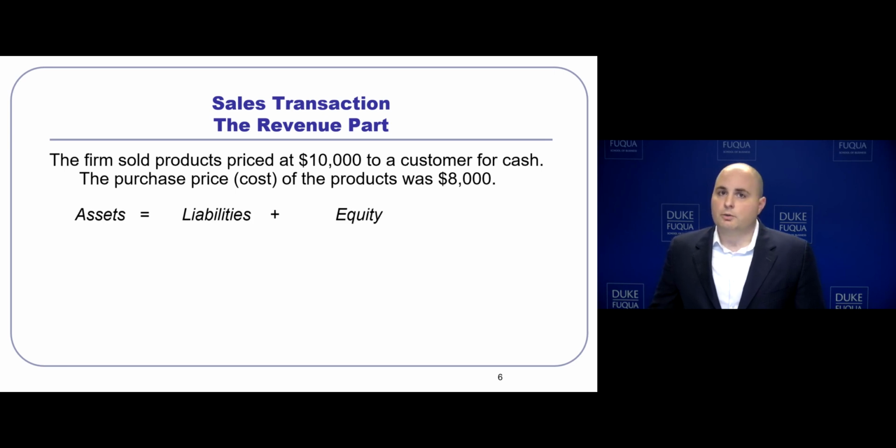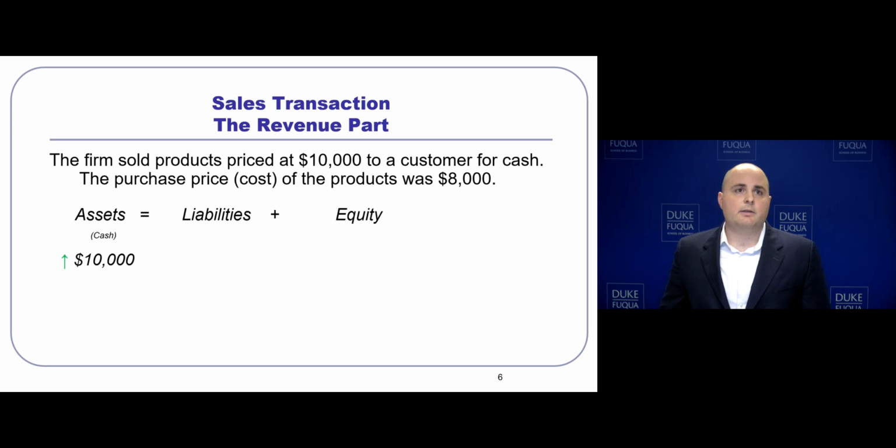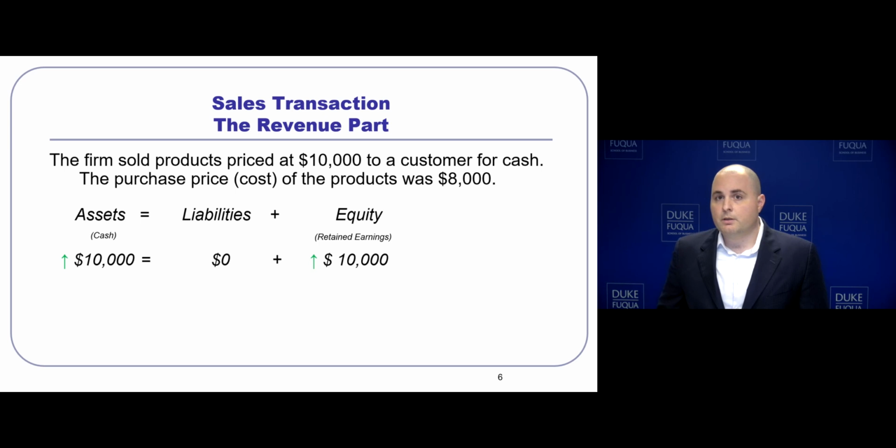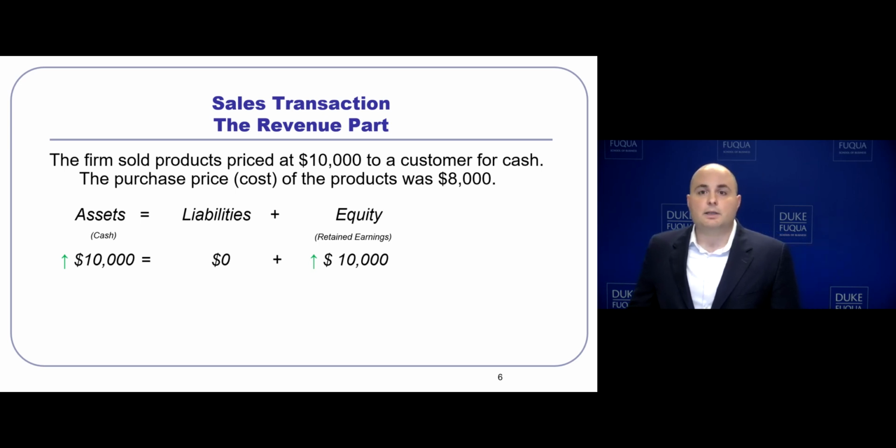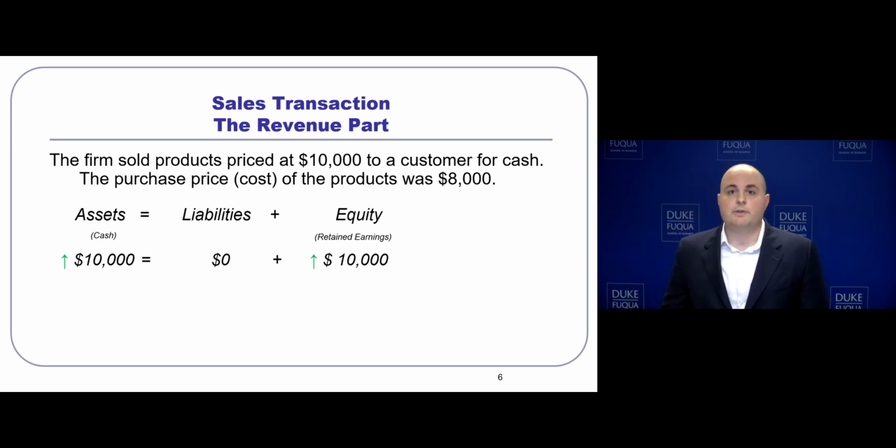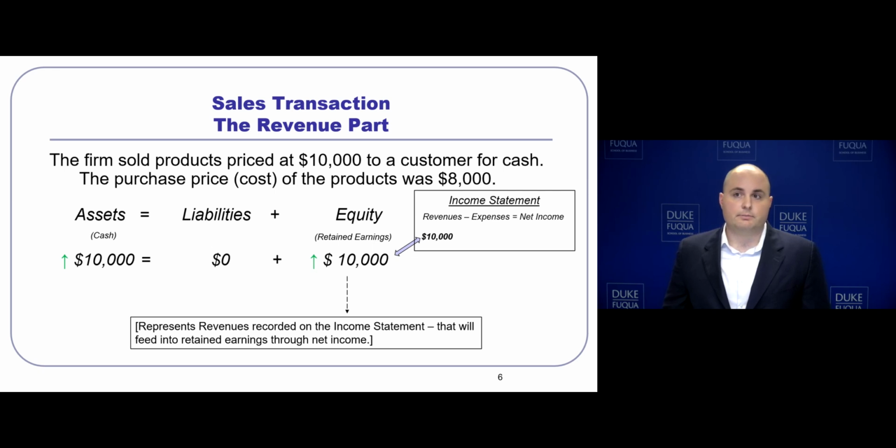How would the accountant record the above transaction? Starting on the asset side, the accountant records a $10,000 increase in cash from the cash that it collected from the customer and a $10,000 increase in retained earnings for the sale revenue. Notice here that there is an income statement impact. There has been wealth created from this sale, and the $10,000 in cash that we receive from the customers goes into the revenue.